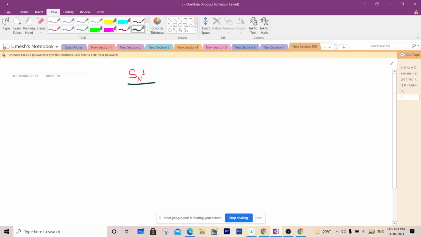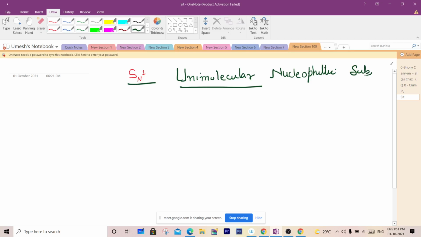So the SN1 type of mechanism. When I say SN1, the 1 stands for unimolecular. Whenever I say unimolecular, you should correlate it with the term we discussed in chemical kinetics. Unimolecular means the rate of reaction depends upon one molecule, and the nucleophile will come for substitution. Nucleophilic means first of all the nucleophile will attack and that will cause the substitution, so we call it a nucleophilic substitution reaction. Now, why unimolecular? Why does it depend upon one molecule?